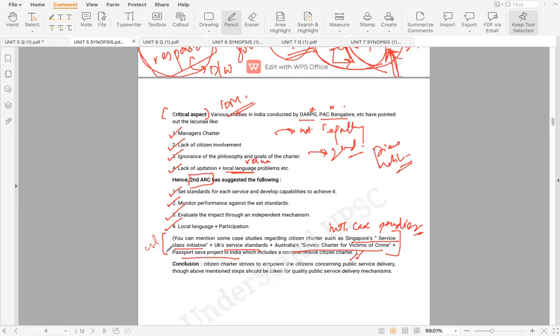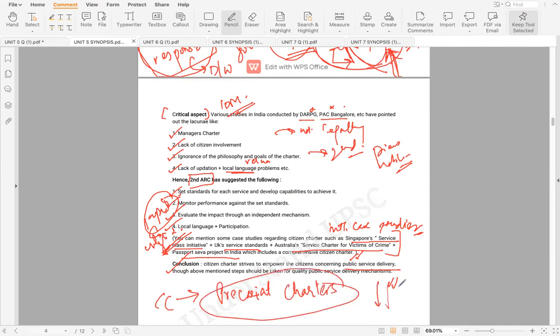Only one or two of them, so one from India and one from international, you can try to include because it's a paper one question. If you have an international case study, it is better. Conclusion: citizen charter steps to empower the citizens concerning public service delivery through above mentioned steps to be taken for quality public service delivery mechanisms. Also in a citizen charter question, it is always better to conclude it with moving from citizen charter to precariat charters. Precariat charters are nothing but a more nuanced form of citizen charter wherein the grassroots level is enhanced. So, for example, if you have to do a tribal displacement, you also consult the tribals. So it's a more bottom-up approach.